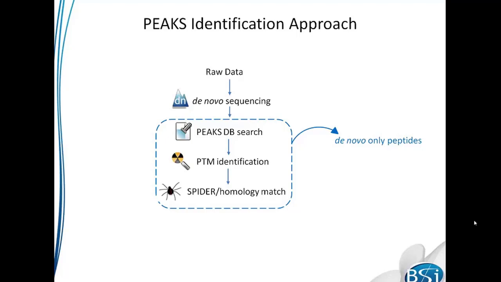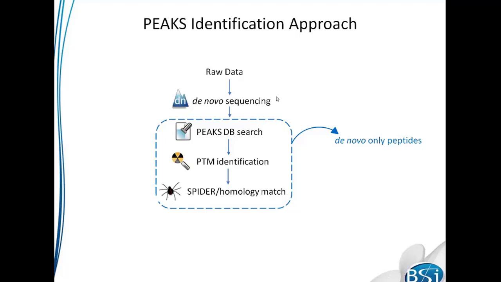All right, so the first slide that I have here shows you the main workflow that is used in PEAKS. PEAKS is able to read in your raw data, and the first thing that it does before doing any other analysis is Denovo sequencing. The reason we do this is that it feeds into all the other parts of the analysis.